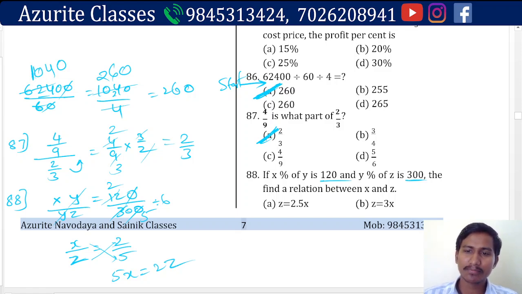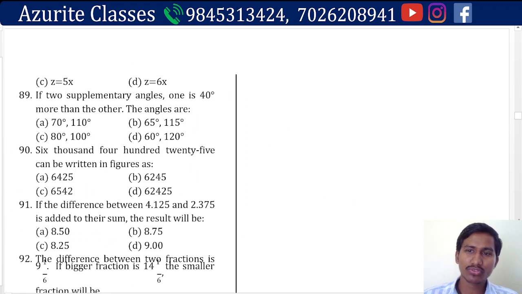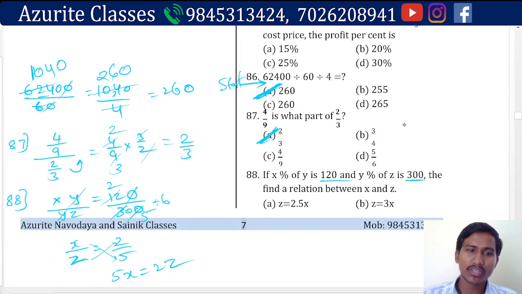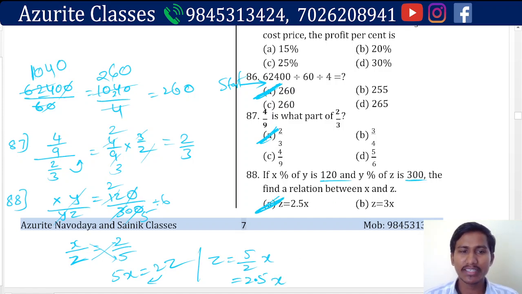So is there an option? 5x is equal to 2z is not there. So what I will do is, z is equal to 5 by 2 x. 5 by 2 means 2.5x. 2.5x is option A. So z is equal to 2.5x.